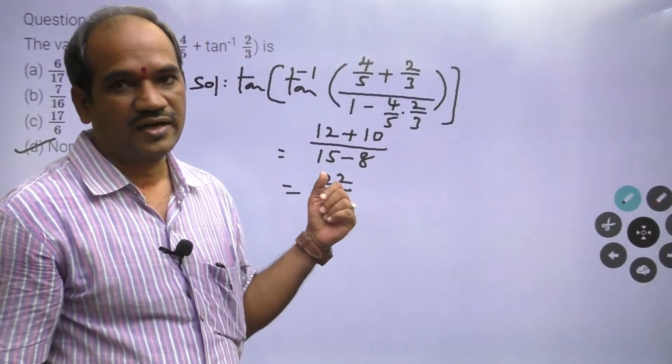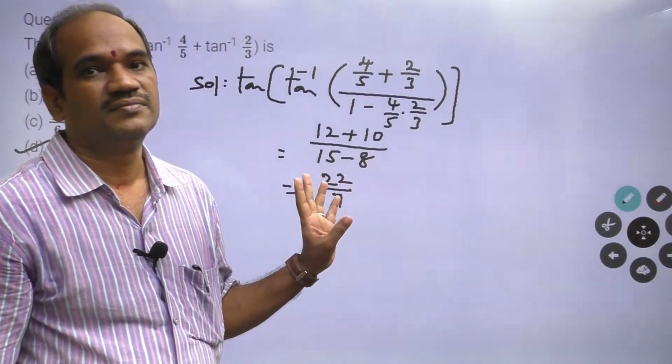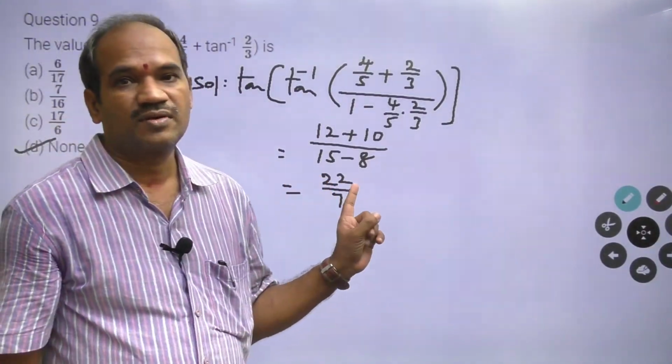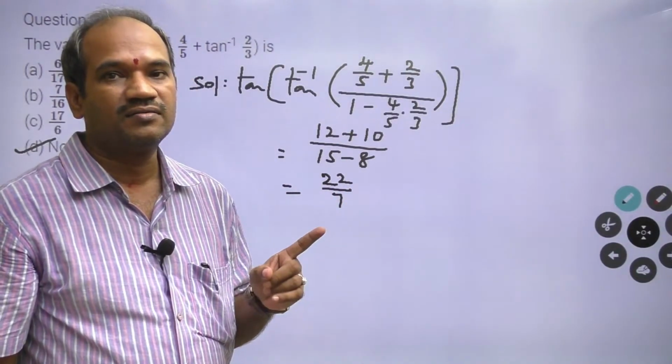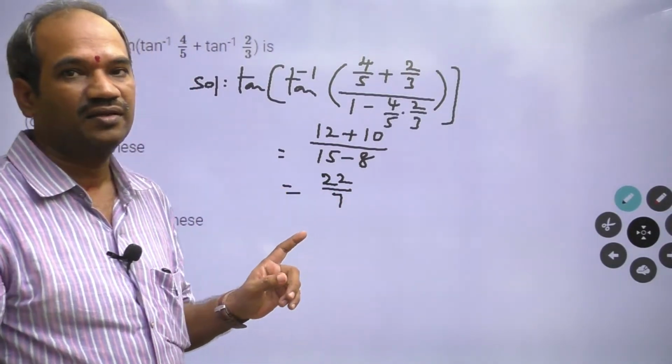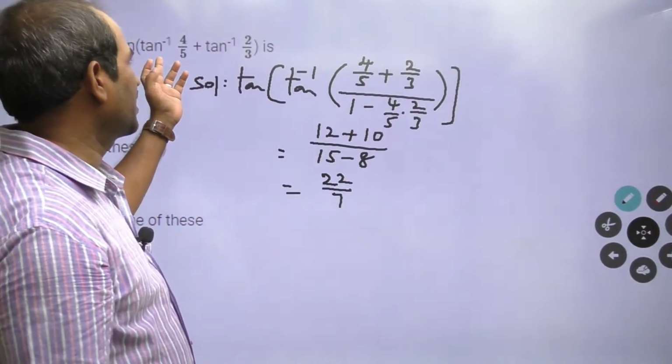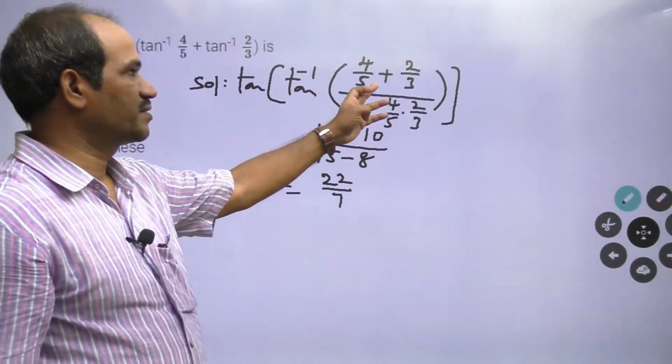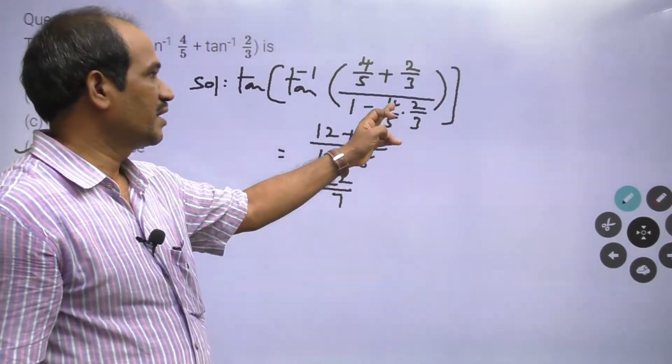In objective problems, apply direct steps. One question takes only 1 minute, so directly apply the formulas. Tan inverse x plus tan inverse y is tan inverse of x plus y by 1 minus xy. Next, take the LCM.